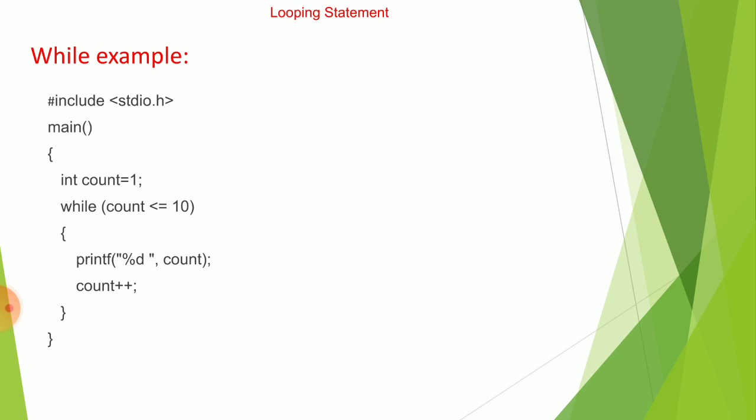In this program, the count value is checked here. Count less than or equal to 10, it prints the count. Then count is incremented. It continuously goes on to print the count value from 1 to 10.